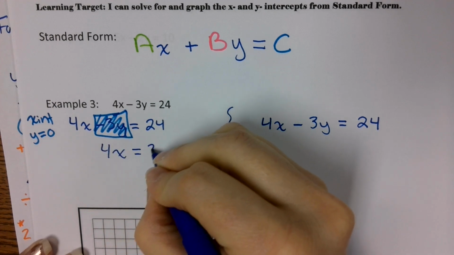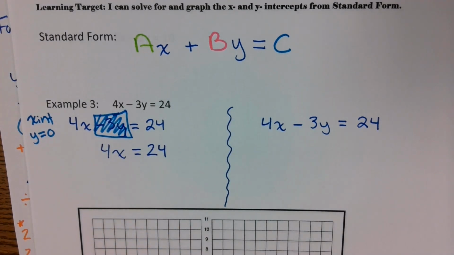So when you are solving in standard form and you want to find your x and y intercepts, you're going to focus on your x term is equal to c, and then your y term is equal to c. And then you're done. You solve that way.